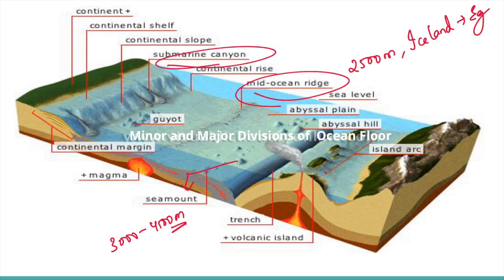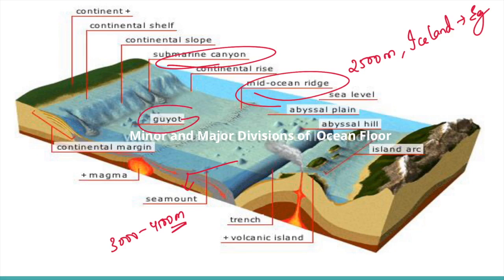Submarine canyon. These are deep valleys comparable to the Grand Canyon of the Colorado River. They are sometimes found cutting across the continental shelves and slopes, often extending from the mouths of large rivers. The Hudson Canyon is the best known canyon in the world.